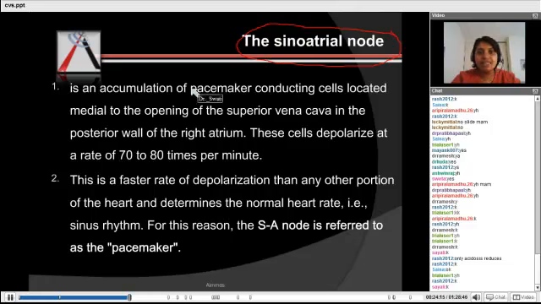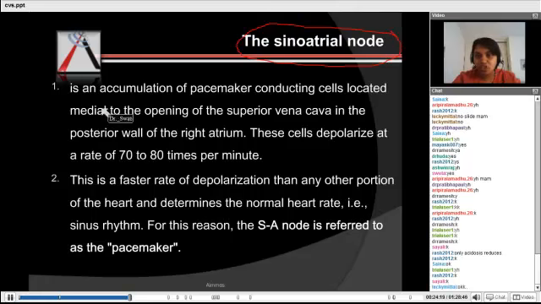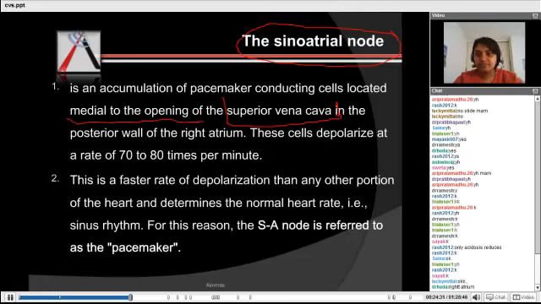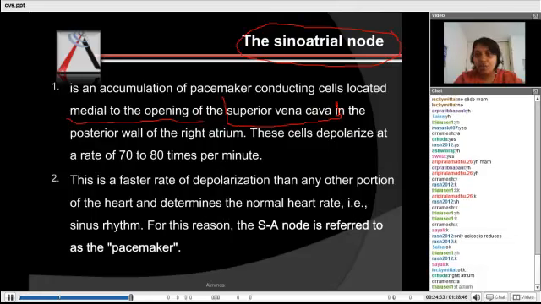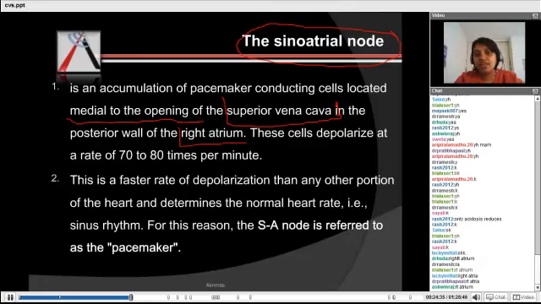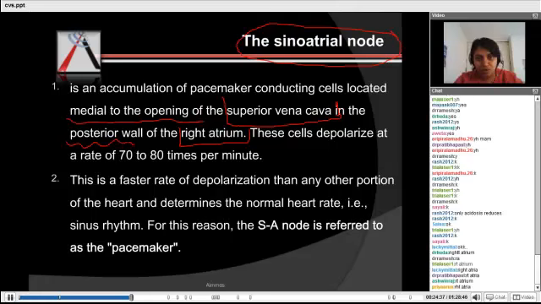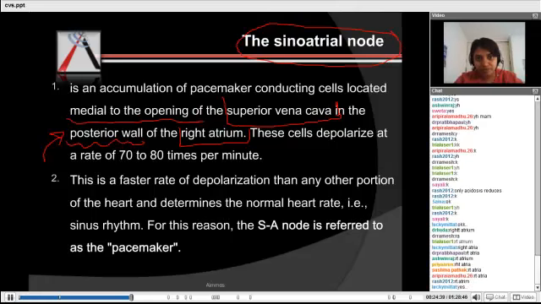What is the SA node? The SA node is an accumulation of pacemaker conducting cells. Where is it located? It is located just medial to the opening of the superior vena cava. Where does the superior vena cava open? Which chamber? Yes, it opens in the posterior wall of the right atrium. Now look at these small points. They are MCQs.